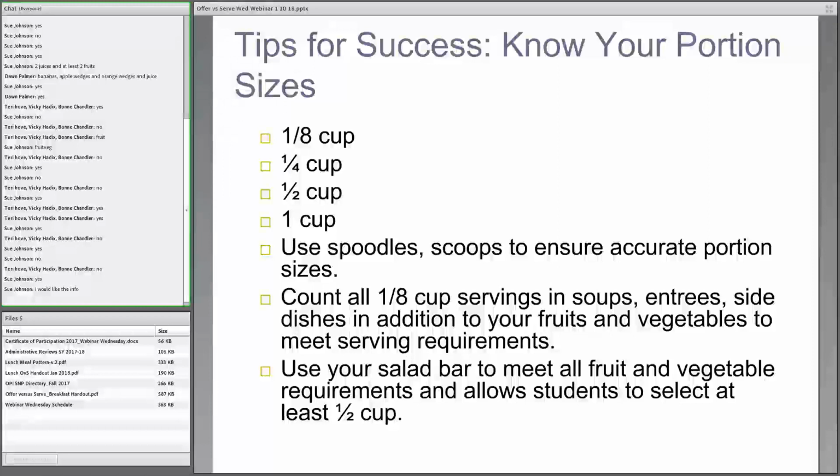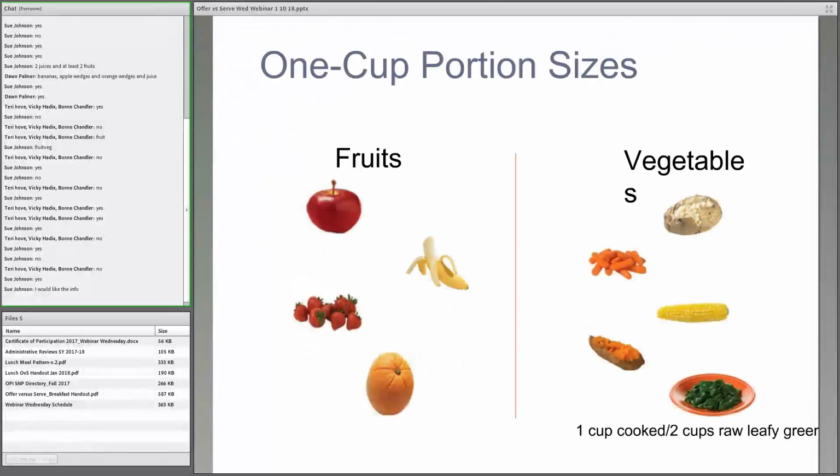The minimum that you can count to be creditable in a recipe or towards meeting a menu component is 1/8 of a cup. So practice with your 1/8 cup size, half cup, 1/4 cup, and 1 cup.